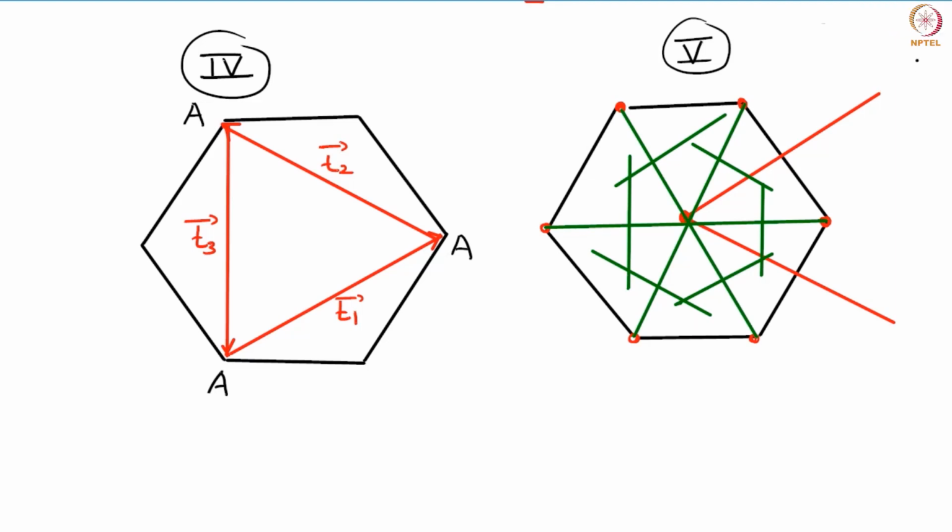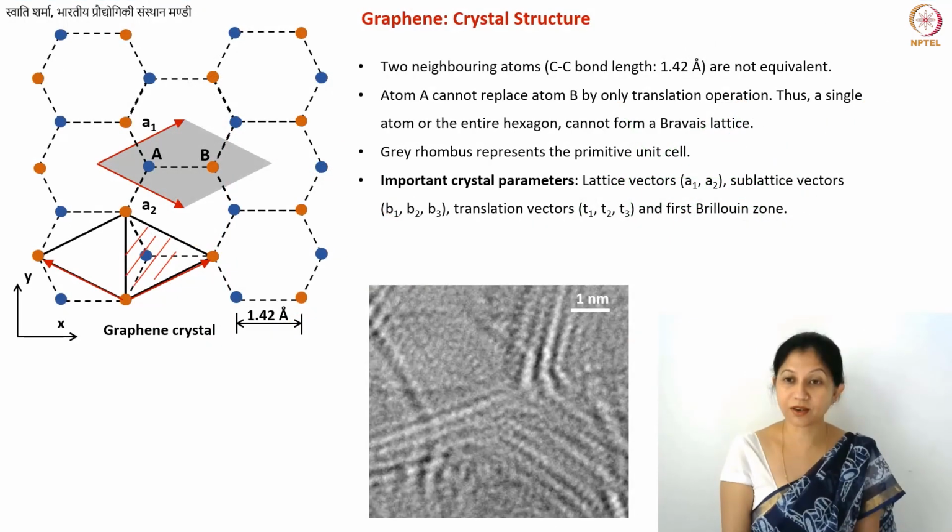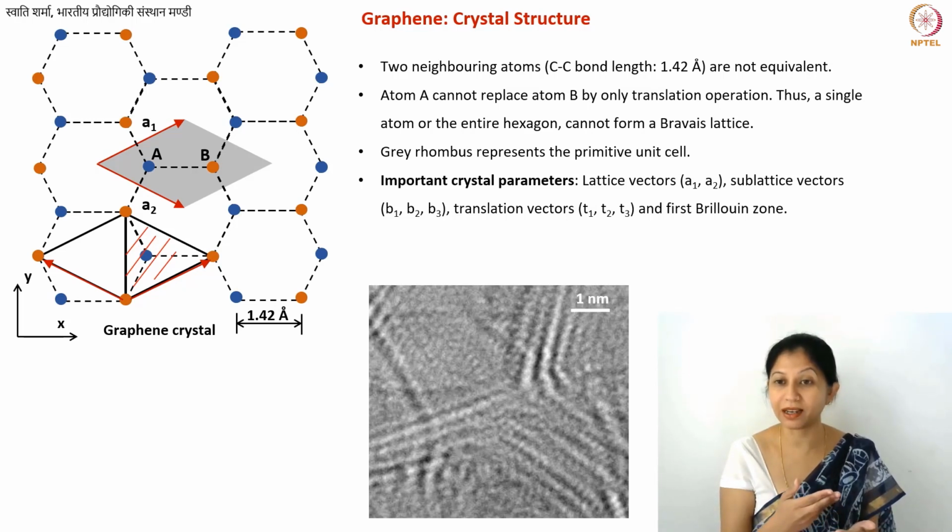Now this does not look like a perfect hexagon in this image, but basically you will get this first Brillouin zone as a perfect hexagon in the case of graphene. And the center point is known as the gamma point. By now you already know the important crystal parameters for us. These are the lattice vectors A1 and A2, and the sub-lattice vectors, you can say, B1, B2, B3.